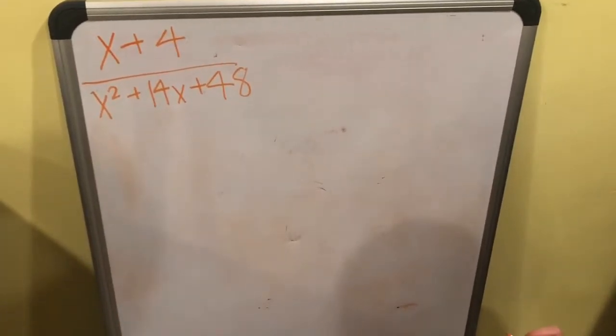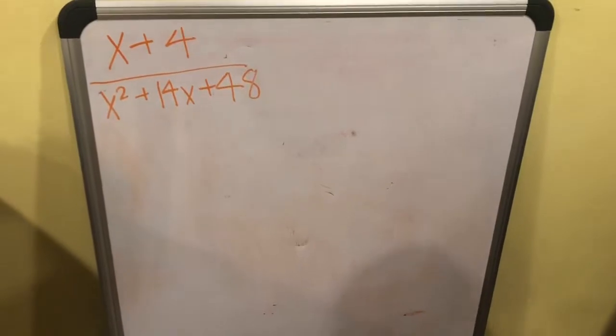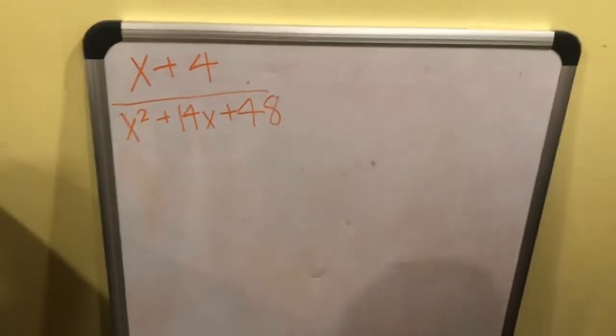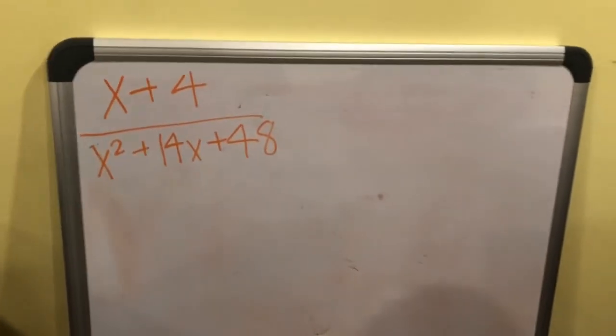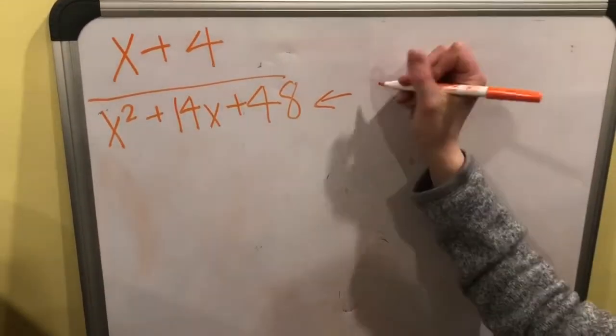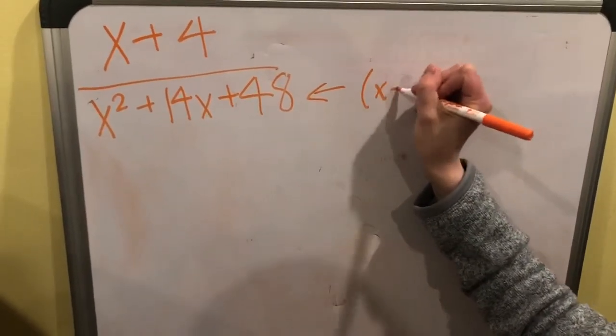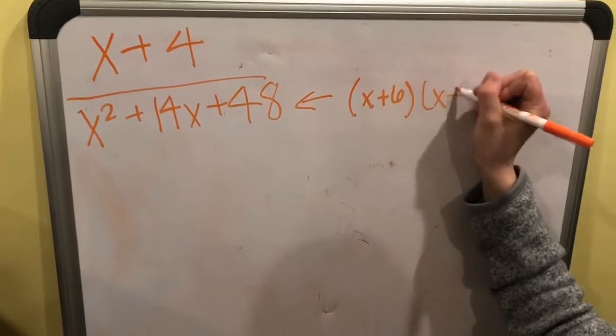This is my problem for partial fractions. X plus 4 over x squared plus 14x plus 48. First, you look at the problem and you factor the denominator, which is right here. From that, you will get x plus 6 times x plus 8.